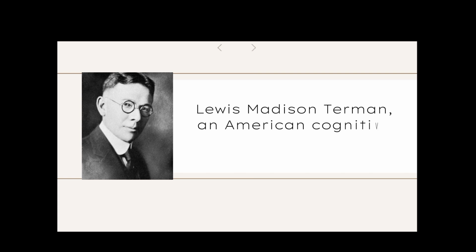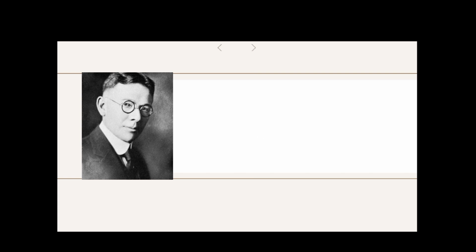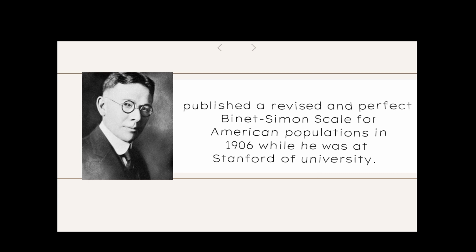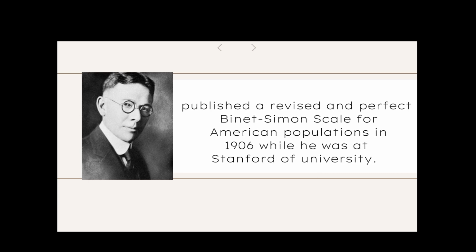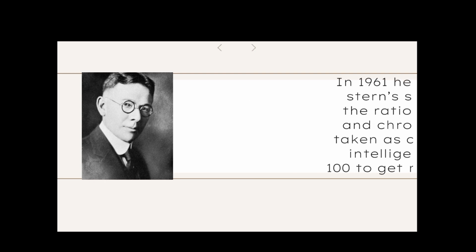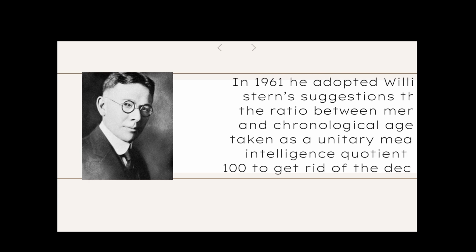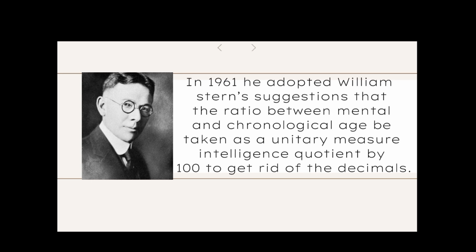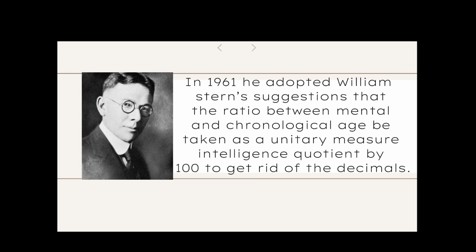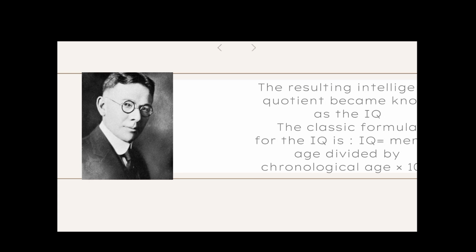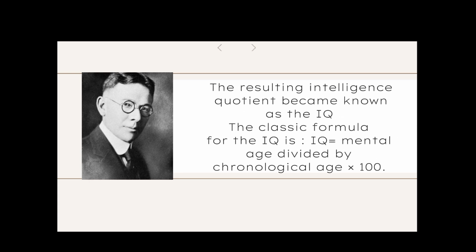Terman's Stanford-Binet Individual Intelligence Test, 1906. Lewis Madison Terman, an American cognitive psychologist from 1877 to 1956, published a revised and perfected Binet-Simon scale for the American population in 1906. While he was at Stanford University, he adopted William Stern's suggestion that the ratio between mental and chronological age be taken as a unitary measure of intelligence, multiplied by 100 to get rid of the decimals. The resulting intelligence quotient became known as the IQ.